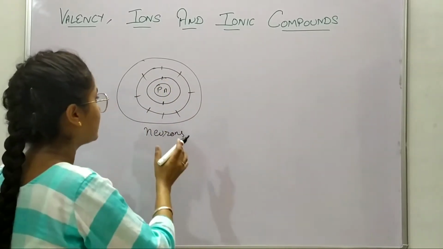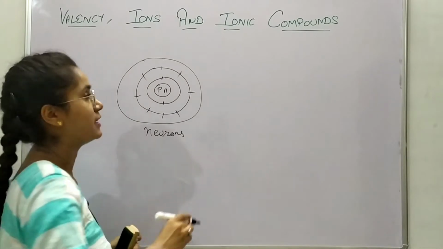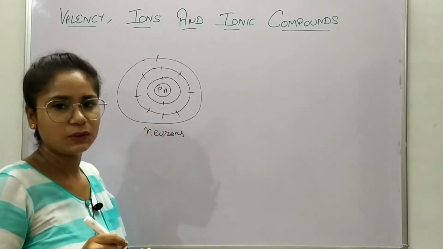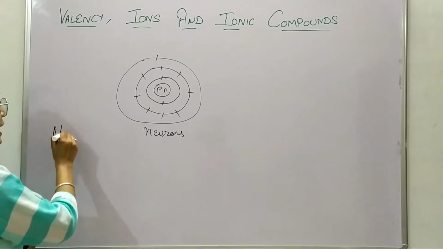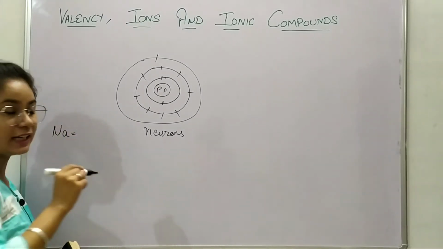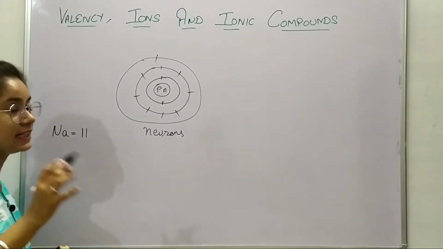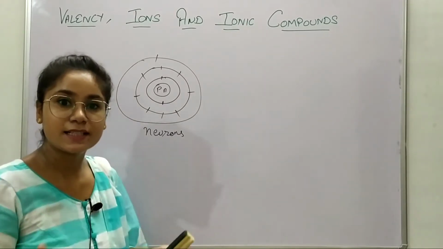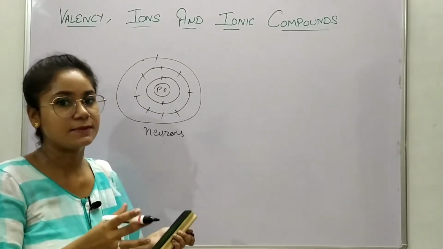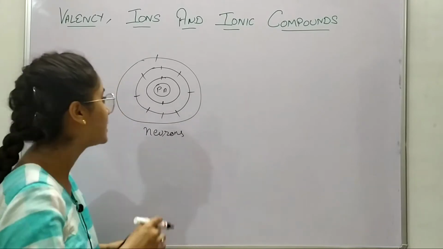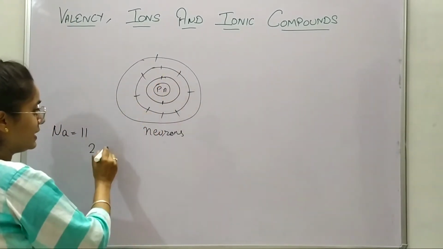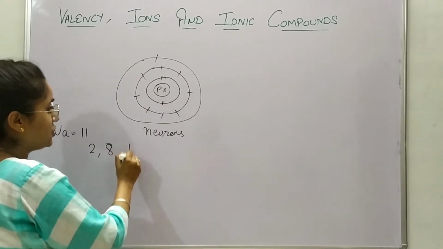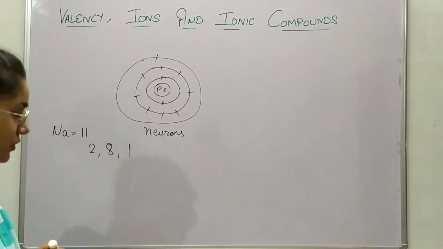Okay, let us assume we have now a sodium atom, this one. Well, how did I draw this? Well, sodium atom has the atomic number of 11. That means it contains 11 protons. That means it contains 11 electrons because atoms are electrically neutral, correct? So it would contain 2, in the second shell 8, and in the third shell 1 electron.